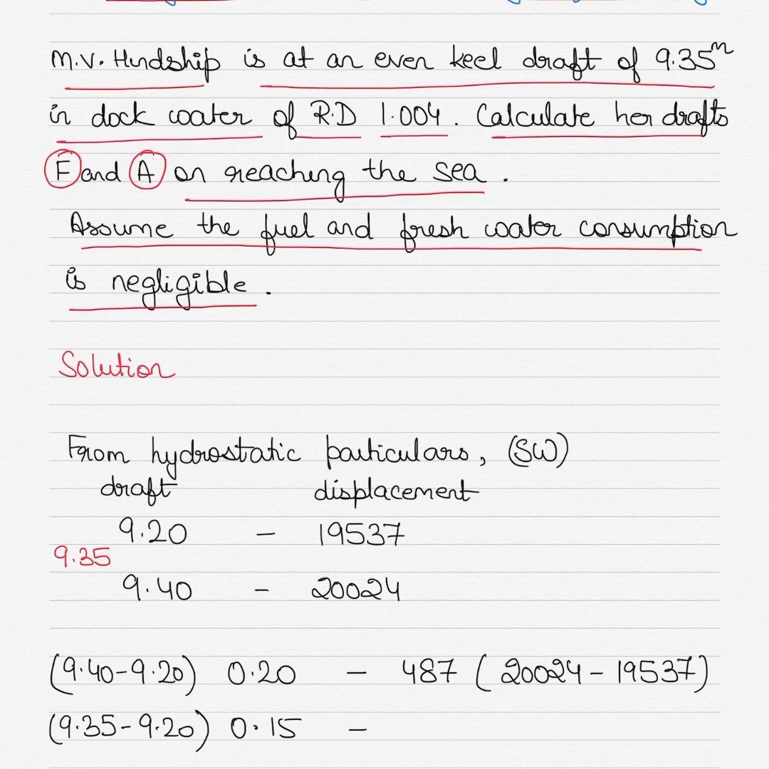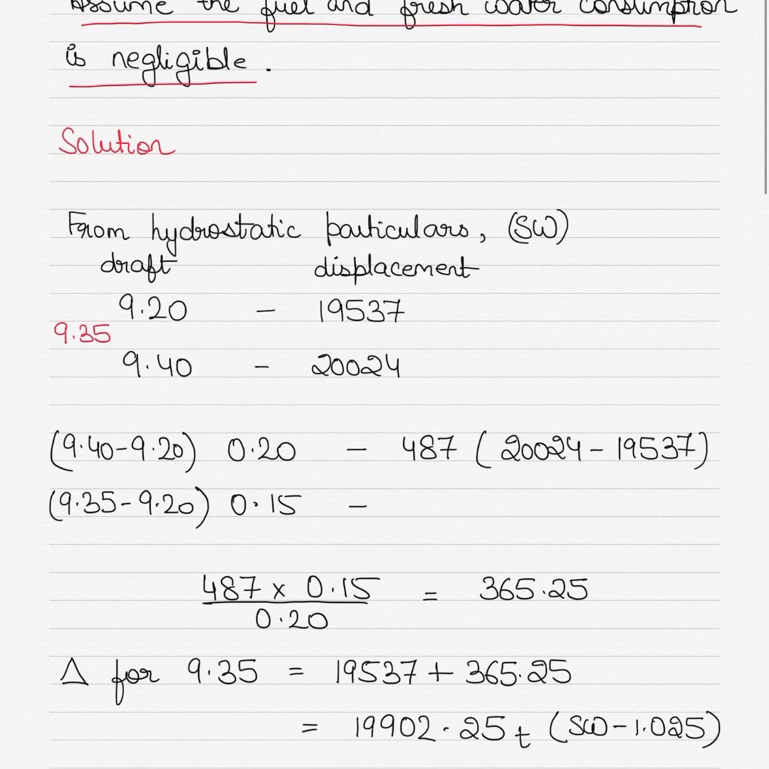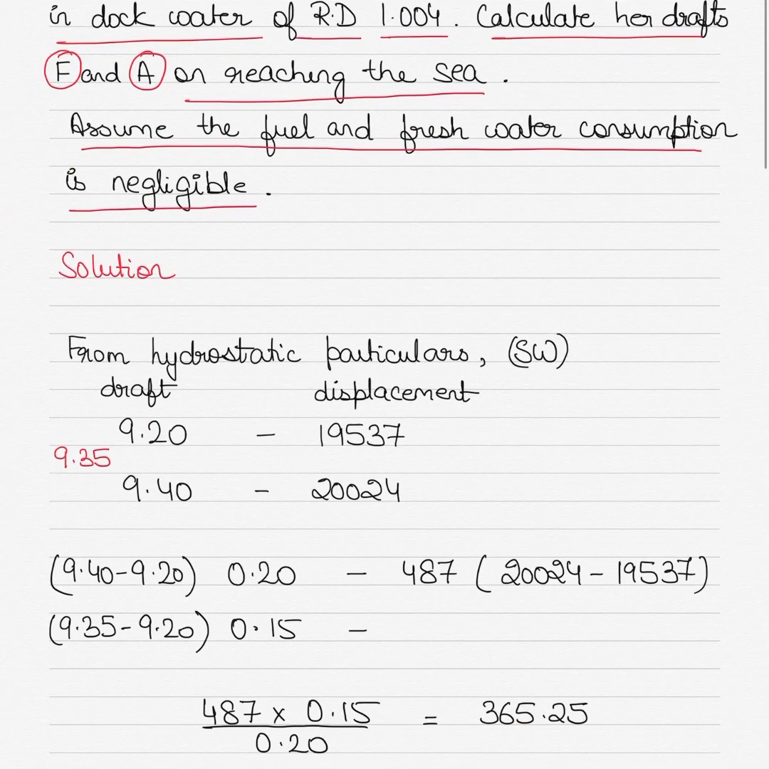You would need access to the Hindship tables or trim and stability particulars of the MV Hindship. Only if you have access to it, otherwise I'll show you where to get the values from. The question says that the vessel's draft is 9.35 meters, but it is in dock water of relative density 1.004. So the first thing we have to do is, from the hydrostatic particulars, which are given for seawater, find out the displacement for the hydrostatic draft of 9.35 meters. What would be the displacement?